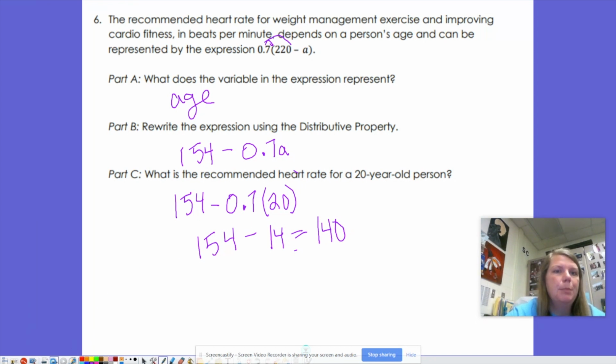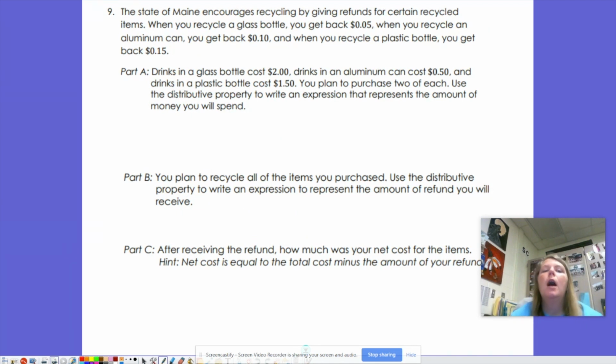All right, the next problem I'm going to do is number 9. Number 9 says the state of Maine encourages recycling by giving refunds for certain recycled items. When you recycle a glass bottle, you get back 5 cents. When you recycle an aluminum can, you get back 10 cents. And when you recycle a plastic bottle, you get back 15 cents. Drinks in glass bottles cost $2, drinks in aluminum cans cost 50 cents, and drinks in plastic bottles cost $1.50. You plan to purchase 2 of each. Use the distributive property to write an expression that represents the amount of money you will spend.